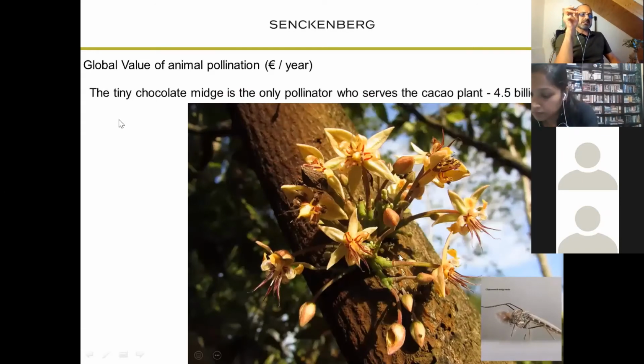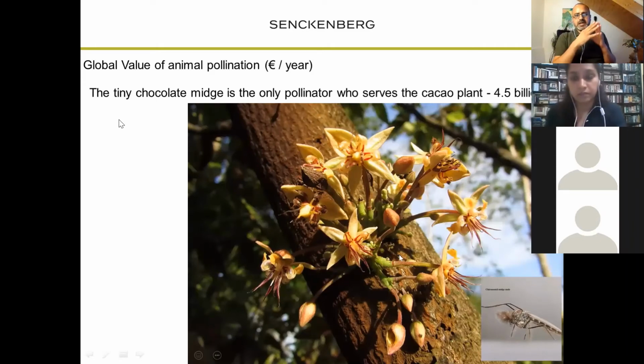So I would just give you one example of the pollinators here. We all like chocolates, and our children like chocolates, and these chocolates come from the cacao plant. Most of these cacao plants are grown in tropical or equatorial regions, and the fruit of cacao depends on pollination that is basically done by a mosquito.